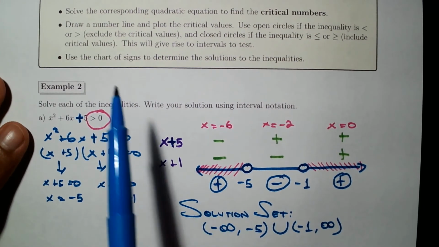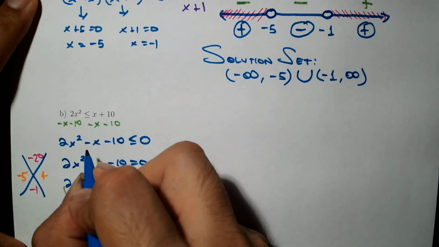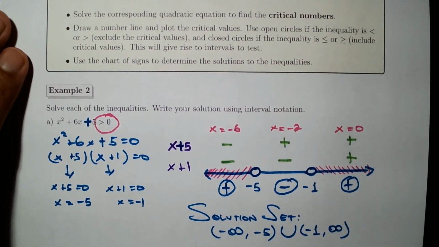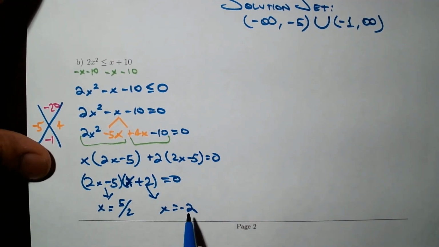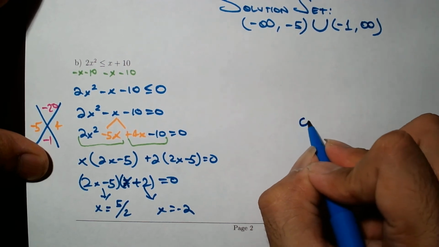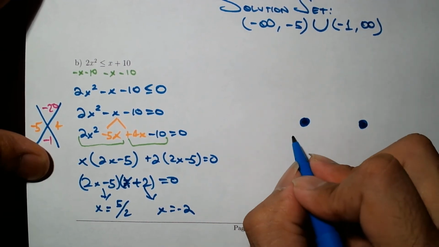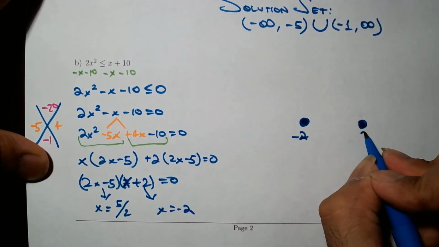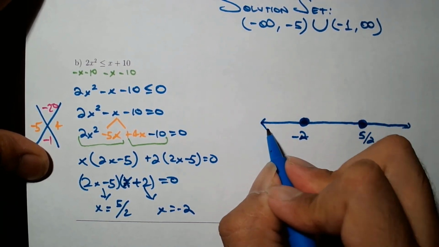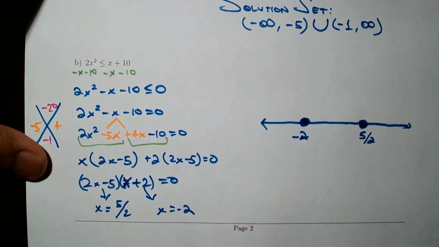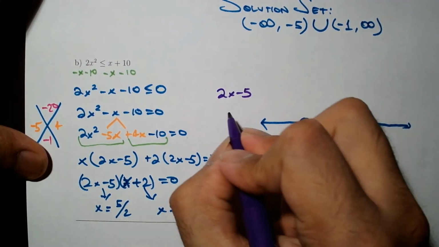So now I'm going to draw a number line, but in this case look at the inequality symbol. It has the less than or equal, so in this case I'm going to include closed circles or full bubbles. Okay, so I'm going to have 2 full circles, one for the smallest of the critical numbers and one for the largest of the critical numbers. And I'm going to do the same, I'm going to have the factors 2x minus 5 and x plus 2.